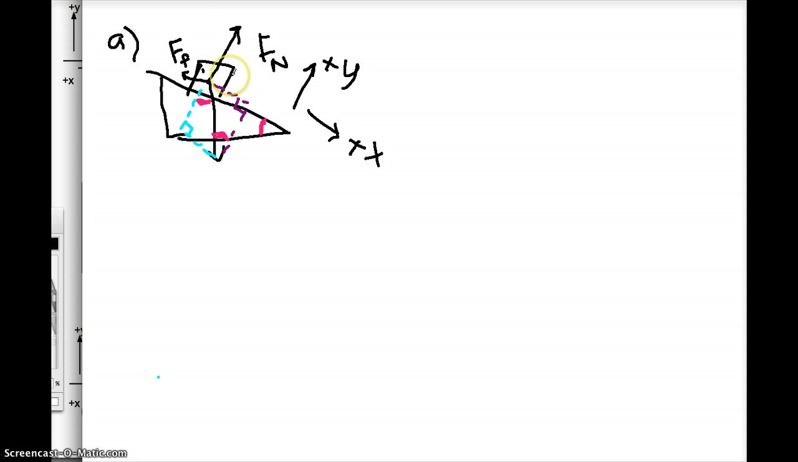Excuse me. So that's not the case here. The only force that this surface has to overcome in order to keep this block still, and the reason it's still has everything to do with Newton's third law. For every action, there's an equal and opposite reaction. The action in this case is the force of gravity, and the reaction is this normal force.